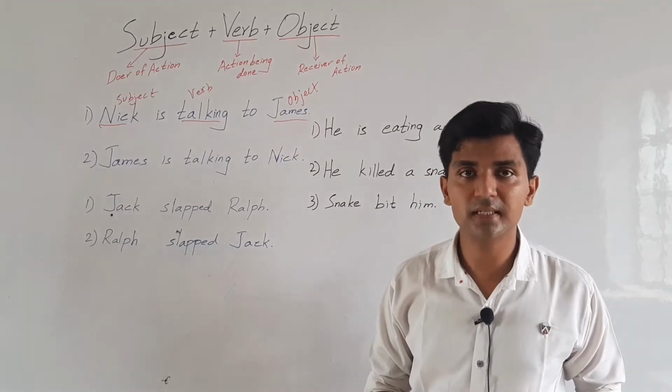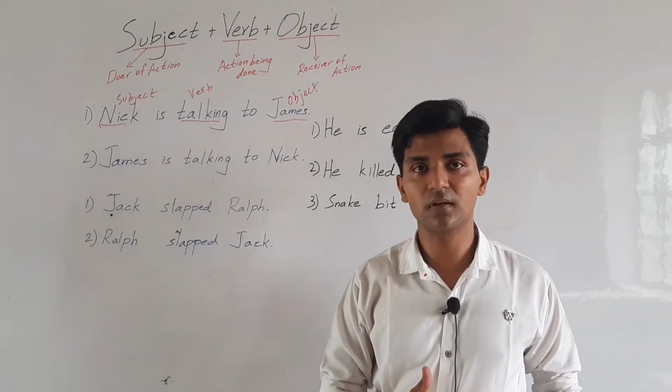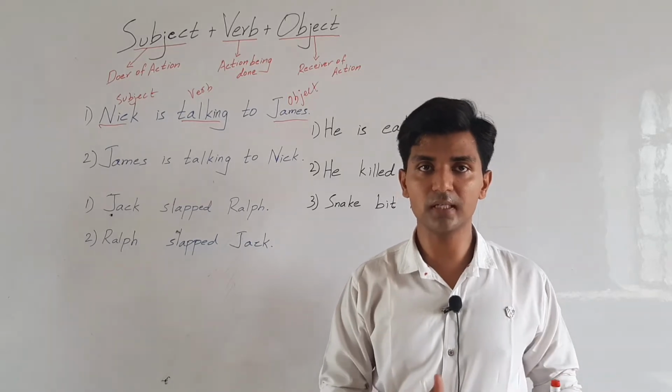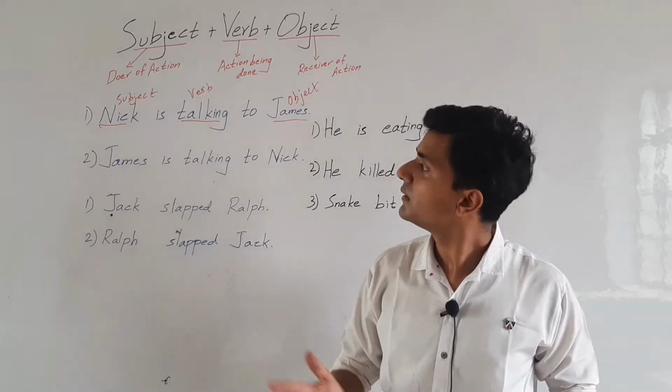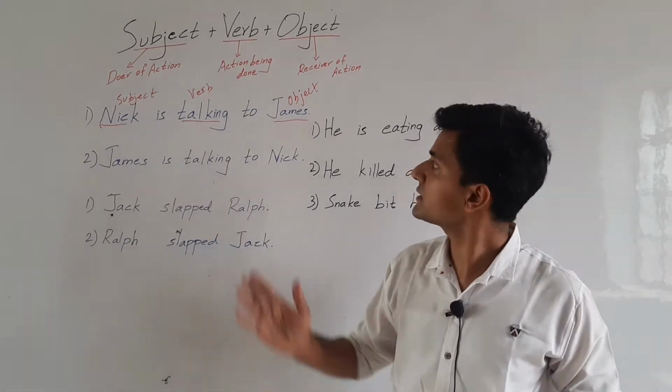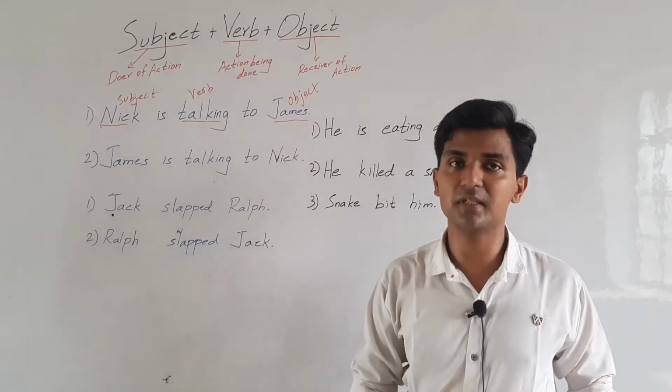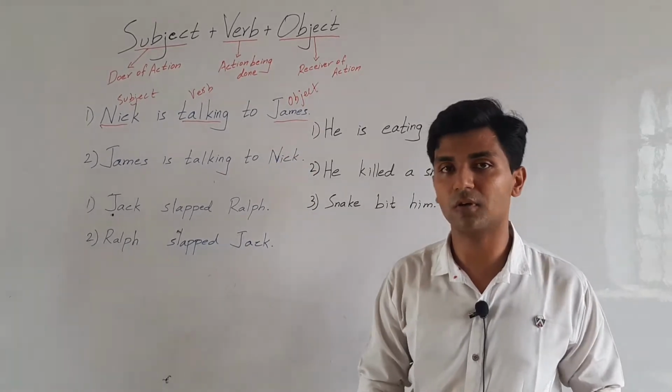So here in this case Nick is talking to James, James is listening to him, so Nick is subject and James is object because James is listening to Nick and Nick is talking to James.